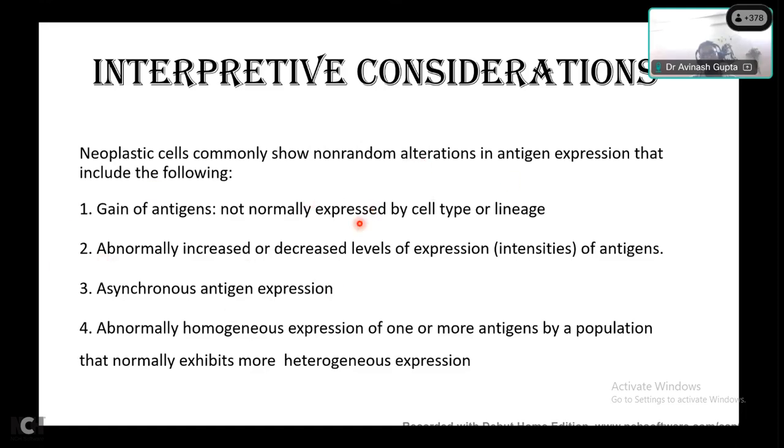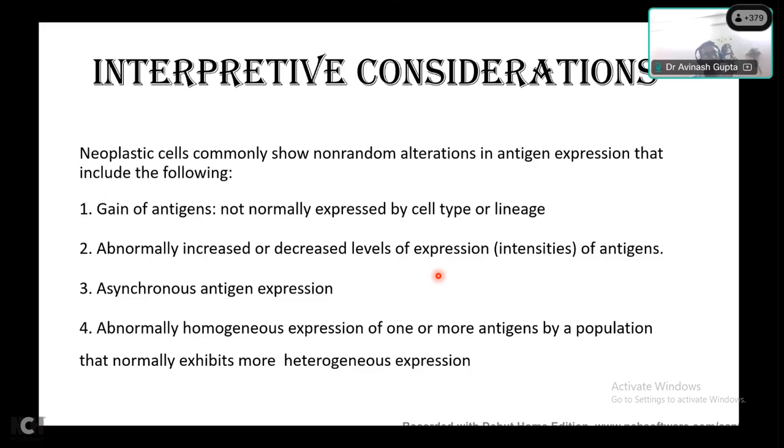So what you are going to analyze in your sample is gain of antigen. What does gain of antigen mean? If you are looking at a myeloid population and you are getting a bright 7 in this population or bright 56 in the myeloid population, that means this antigen should not be there. It is a gain, so this is abnormal for this population. Similarly, abnormally increased or decreased levels of expression. At a particular stage, CD33, 13, 38 should not be there or should be there with a low intensity, but it is coming as a brighter one.